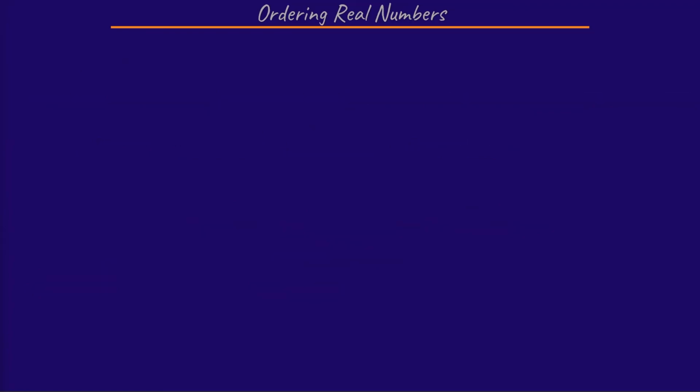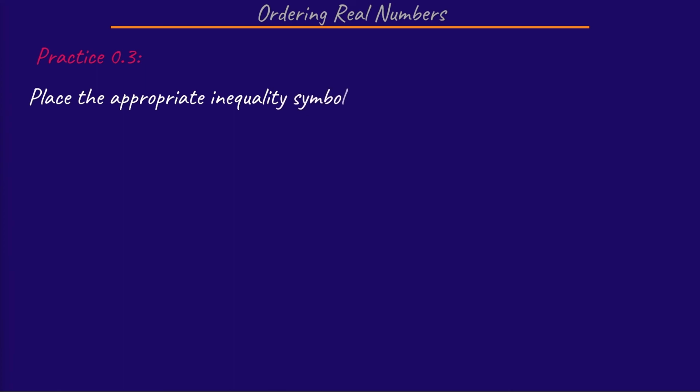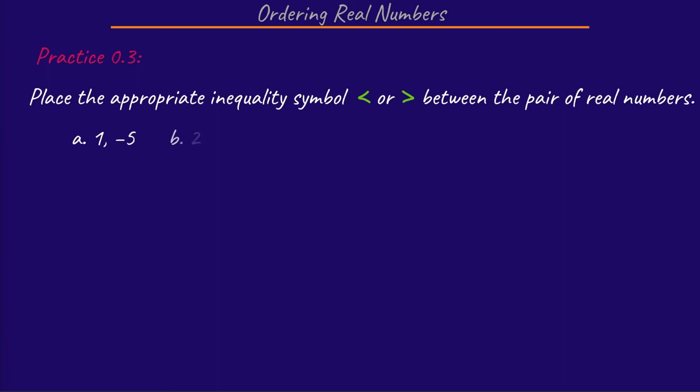Now I want you to take your notebook and do this practice. Place the appropriate inequality symbol, less than or greater than, between the pair of real numbers. You have 1 and negative 5, 2 over 3 and 7, negative 2 over 3 and negative 3 over 4, and the last thing that you have is negative 3.5 and 1.